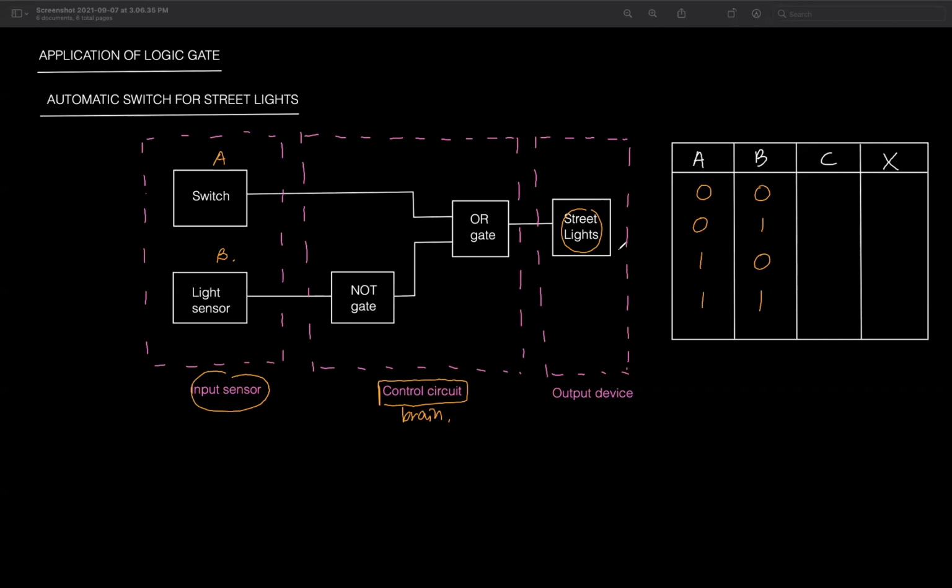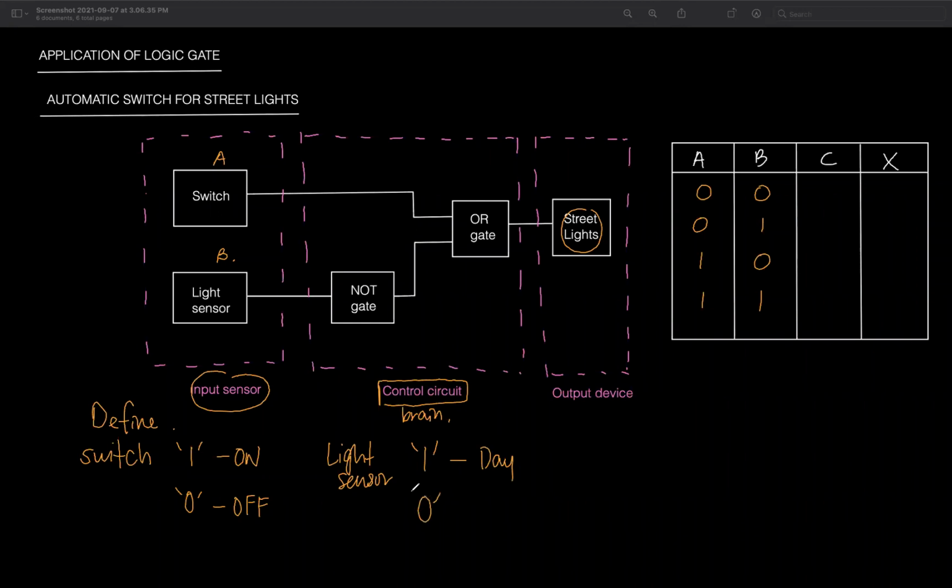Now, first we have to define what the 1 means and what the 0 means. For the switch, 1 means on. 0 is off. This is for the switch, the sensors. And then for the light sensor, you have to define what the 1 means. 1 means in the day, there is light. 0 means in the night. It's dark.